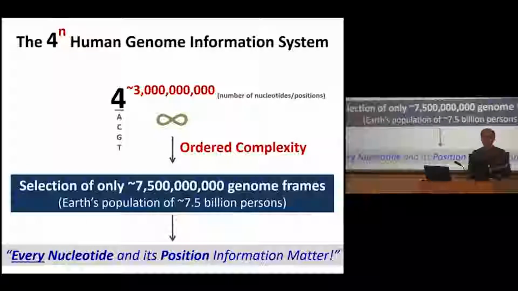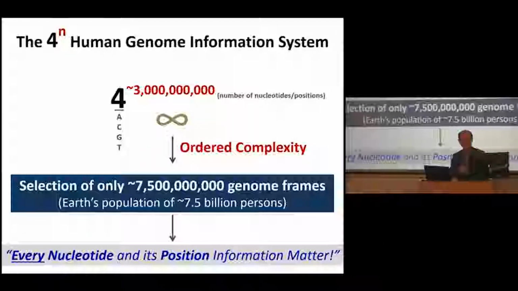I like to believe that the human genome system is a 4 to the n system. That means if we have 3 billion nucleotides, we are a system of 4 to the 3 billions. It is a number that is high enough to be called infinity. However, when we are looking at the human population on Earth, almost all 7.5 billion people share the same frame. Therefore, every single nucleotide and its position matters, not just the ribosomal RNA sequence.